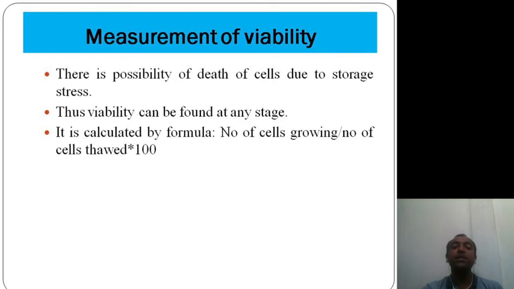Since you are keeping them for long-term storage at minus 196 degrees centigrade, that condition brings about a kind of stress to the plant material. As a result, there is a possibility of death of cells due to storage stress. Thus, viability has to be found out before going to the next step. It is calculated, as you can see from the formula, as number of cells growing divided by number of cells thawed, multiplied by 100. When you multiply by 100, it gives the percentage.